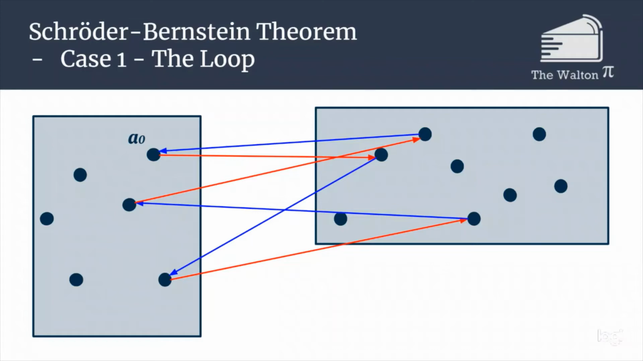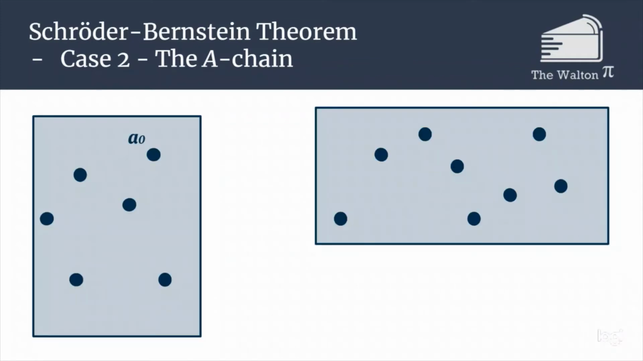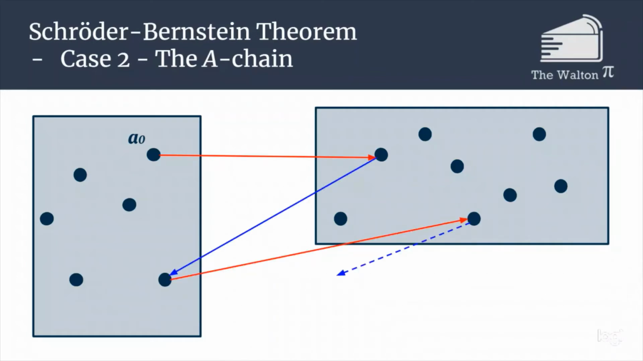So we might have a loop. It starts at a0, goes back and forth through a few elements, and then eventually ends up back at a0. We might also end up with a chain that starts in A. So it might start with a0 and then just continue on forever and ever, never repeating elements, but it started with something in A. It might not have been a0, but it started with some initial value in A. We might also have the same situation where it's in B, but instead of starting in A, there was some original element in B. So we have a chain that starts in B. That's another possible option that we could have.